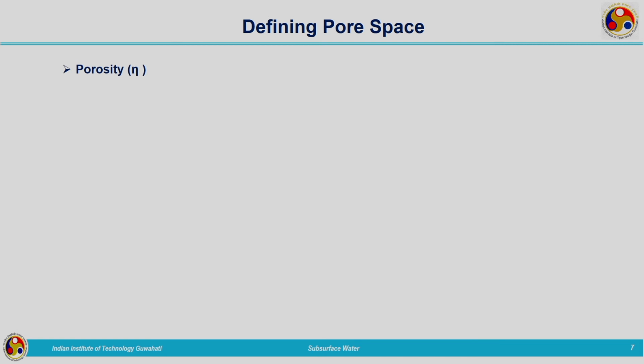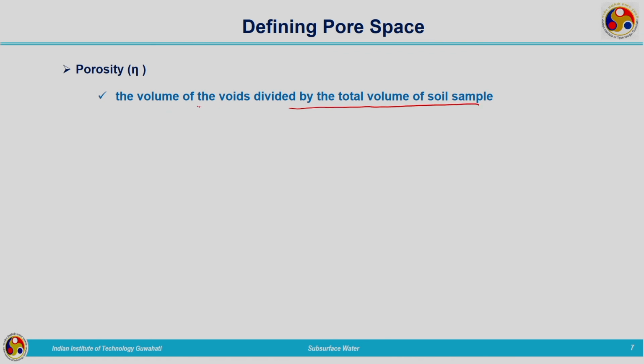And different terminologies related to pore space are, one is porosity. Porosity is the volume of voids divided by the total volume of the soil sample. Porosity is represented by eta, and eta is given by this ratio, that is volume of voids divided by the total volume of soil sample.